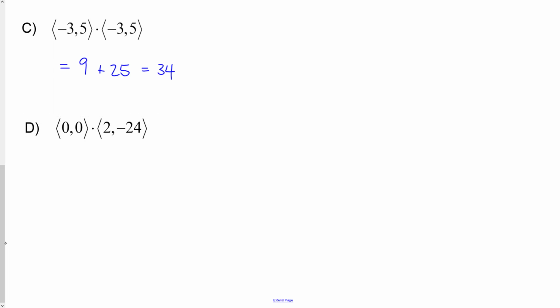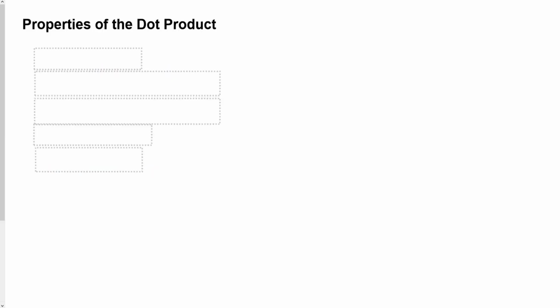0, 0 dot 2, negative 24. 0 times 2 is 0. 0 times negative 24 is 0. So the result of the dot product with the 0 vector is the value 0. And let me sum up some of these situations with some properties of the dot product.